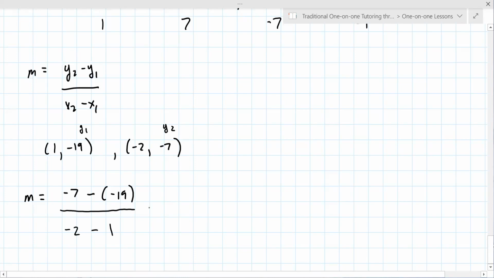One of the things you'll be able to do is eventually just do it without writing it this way, but the idea is to limit the chance of making a sign error, because you're completely graded on whether you put the numbers in correctly and then operate on them correctly. Okay. So you're right. This becomes -7 plus 19 over -2 minus 1, which is 12 over -3, which is 4 over -1, or well, -4 over 1, or -4. Yeah.